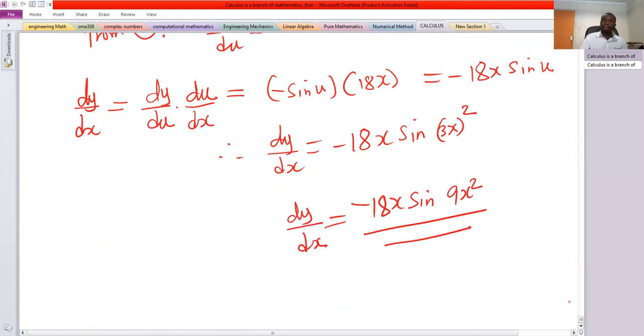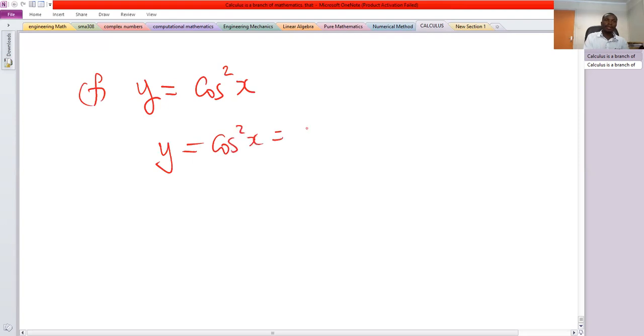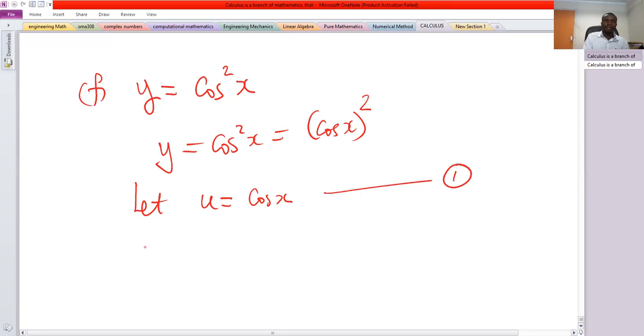And lastly, F is y equals to cos squared x. Now you have to know that when we write y equals to cos squared x, it is the same thing as writing cos x raised power 2. So let u to be cos x. And this means y will be u squared, because this is cos x squared. For this one too.